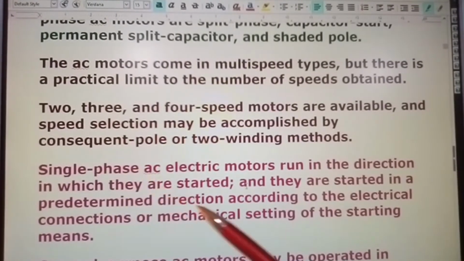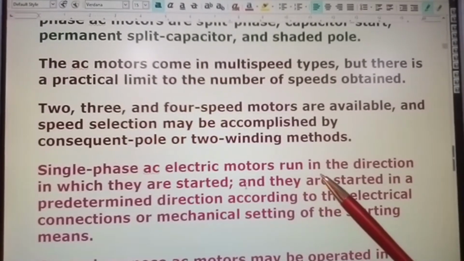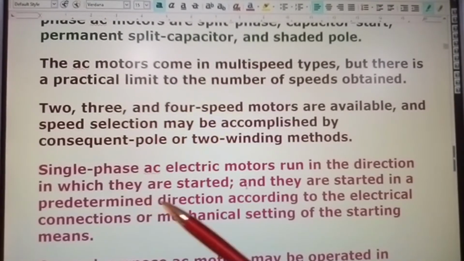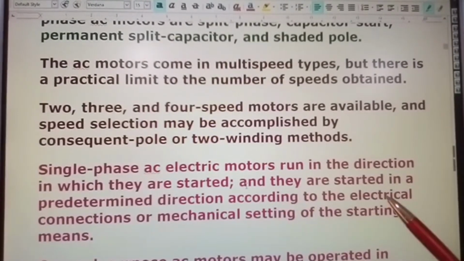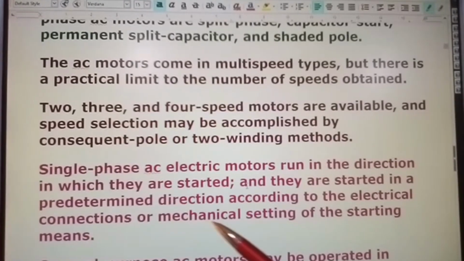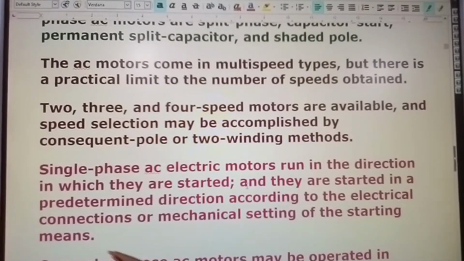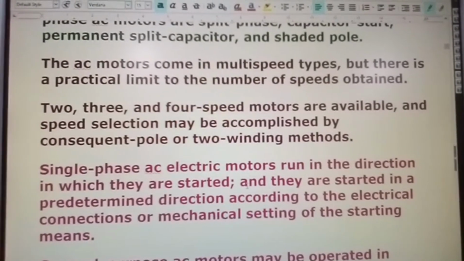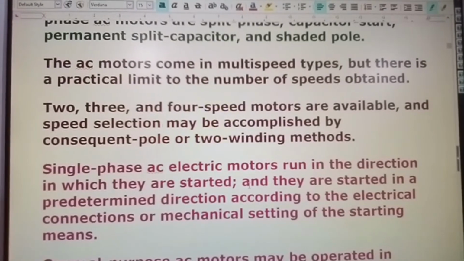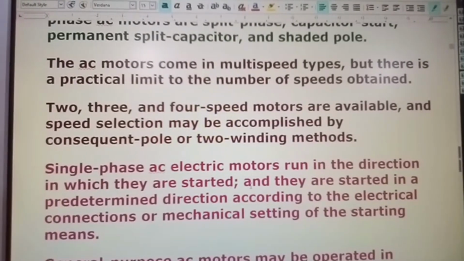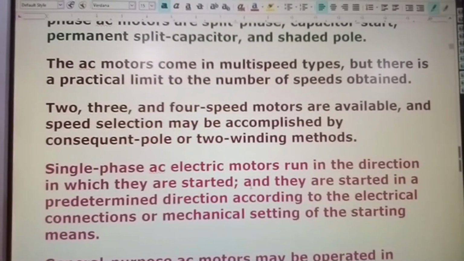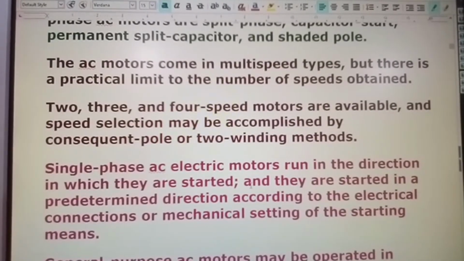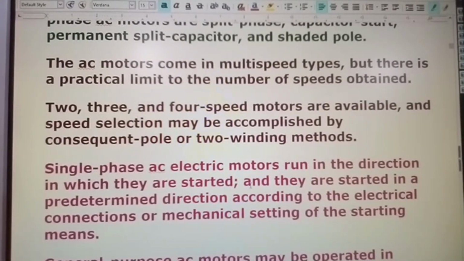Single-phase AC electric motors run in the direction in which they are started, and they are started in a predetermined direction according to the electrical connections or mechanical settings of the starting means. General purpose AC motors may be operated in either direction, but the standard AC motor rotation is counterclockwise when facing the end opposite the drive shaft.